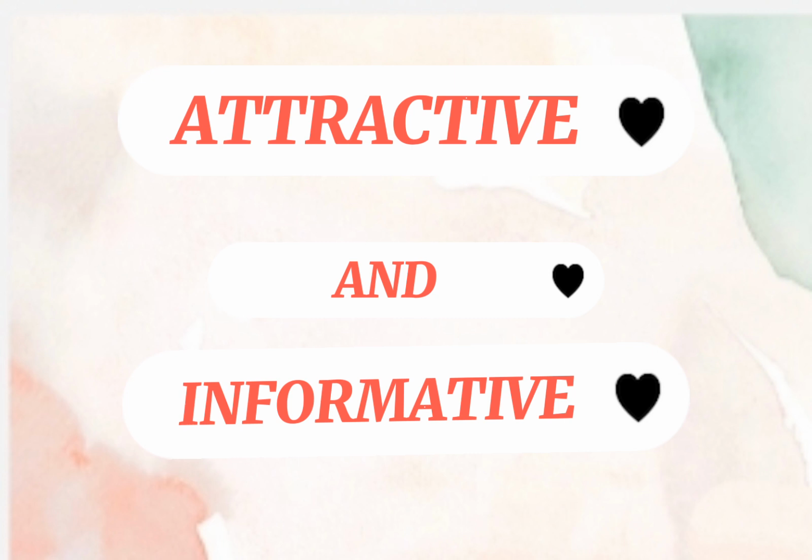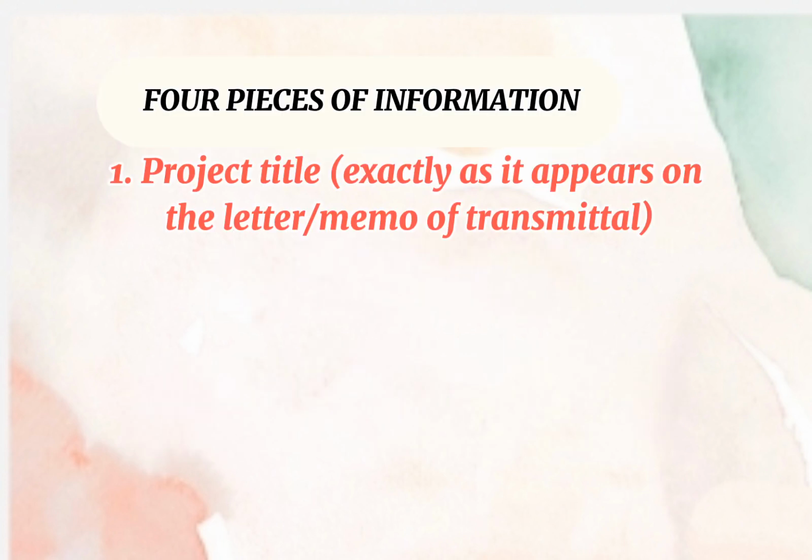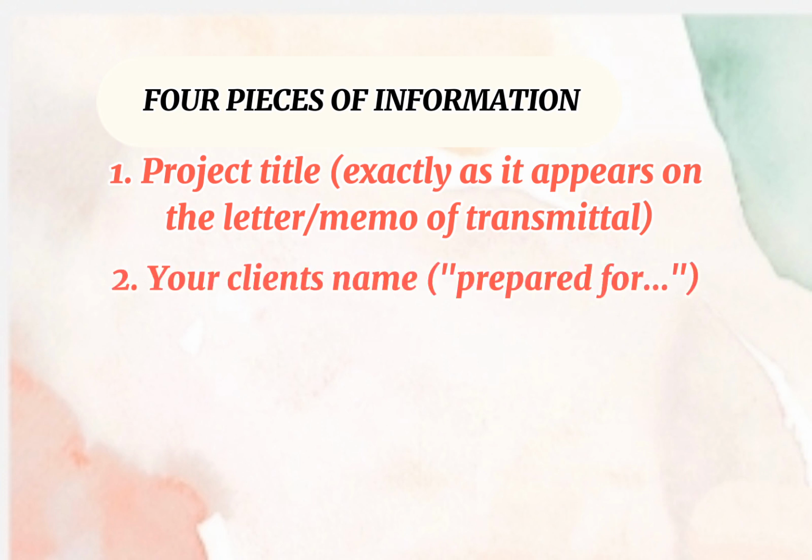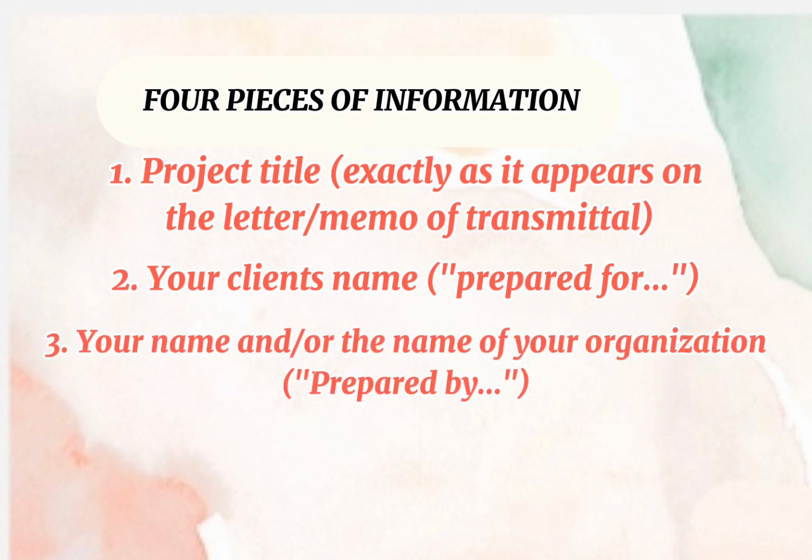For example, the first one is the project title, exactly as it appears on the letter or memo of transmittal. The second one is your client's name, for example, prepared for Miss Charis. The third one is your name and or the name of your organization, for example, prepared by Rochelle Sese. And the fourth one is the date of submission.